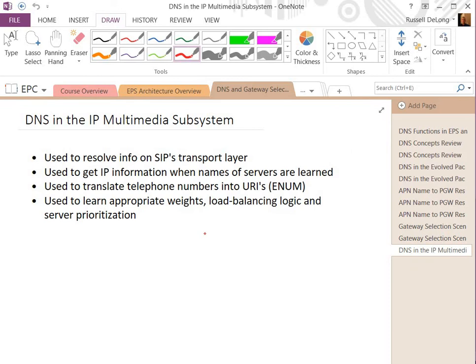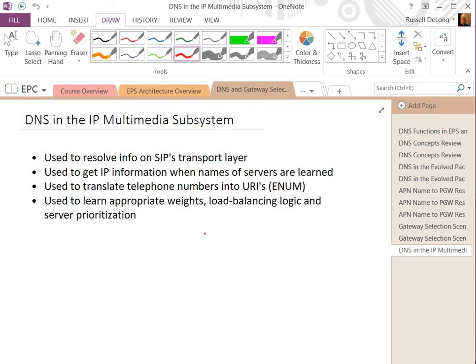So I want to talk a bit about IMS. DNS is used in IMS for completely different things. Used to resolve information on SIP transport layer. I should say this last part of this video, I'm going to sort of leap into the IMS world. So we're not talking about the evolved packet system right now. So we're done with EPS essentially for this discussion. Talking about DNS in the IP multimedia subsystem, where we care about SIP as the main protocol, and we're talking about telephony, voice over IP.